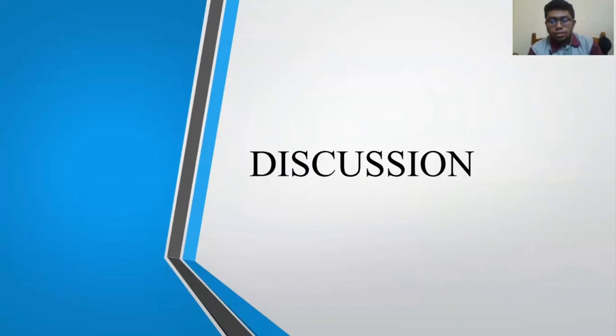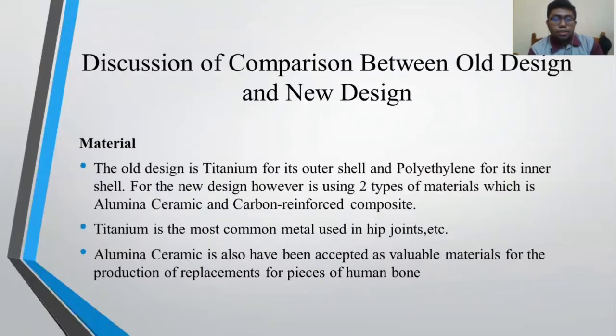Okay, now we discuss the project. First is the discussion of comparison between old design and new design. For the material, the old design is titanium for its outer shell and polyethylene for its inner shell. But the new design is using alumina ceramic and carbon reinforced composite.